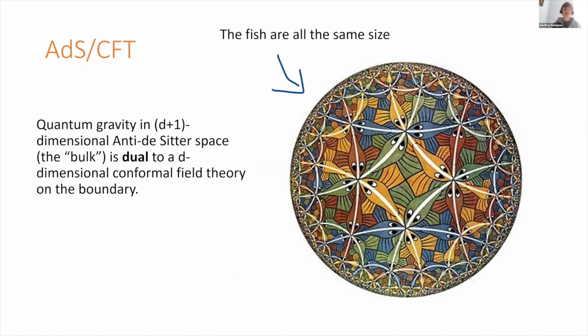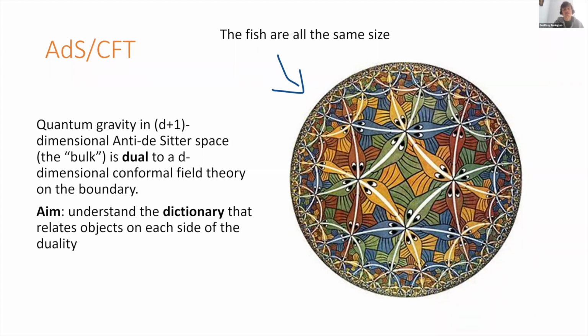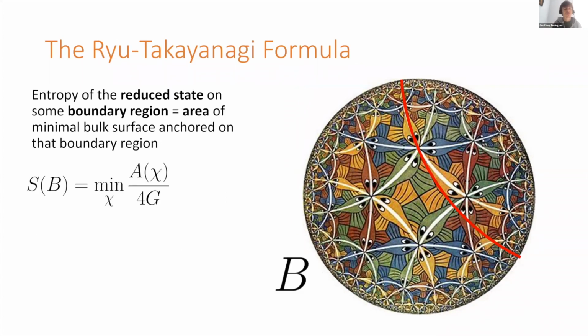Okay, so very boring first slide. We have AdS/CFT, which Maldacena came up with in the 90s, obviously. And one of the big things we've been trying to do in physics ever since is to understand what the dictionary is that relates the two sides of the duality. In particular, there's one super important entry in the dictionary, in its first form called the Ryu-Takayanagi formula. It says that if you look at some reduced boundary state on some boundary subregion, then its entanglement entropy is given by the area of the smallest surface in the bulk that's anchored on that boundary region.